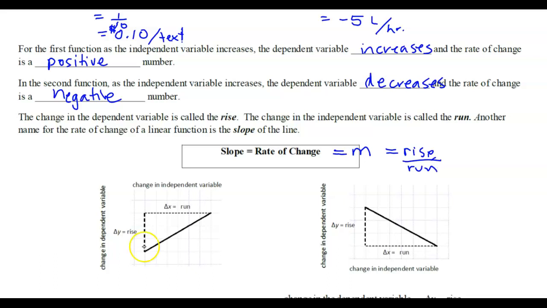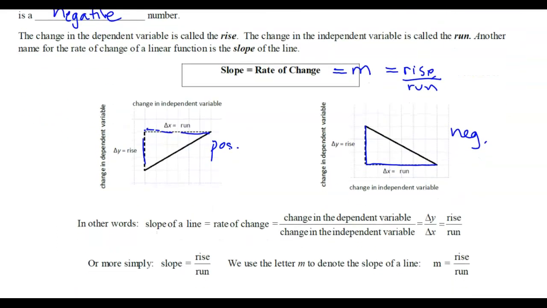So here the change in the y is the rise and the change in the x is the run. This has a positive slope. Here from left to right, we're going down and to the right. That has a negative slope. So always start from the leftmost point and think about the rise. Does it go up and over, or does it go down and over? And then you won't run into any problems.